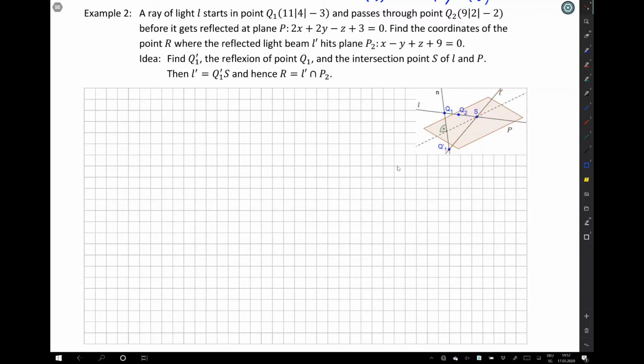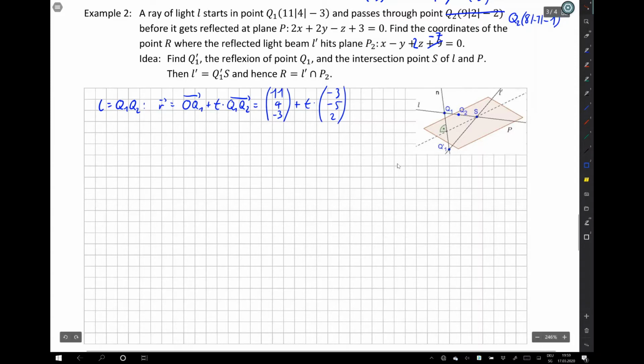Let us start by finding the equation of the line L, which passes through points Q1 and Q2. Oh, there are 2 mistakes in the task. The point Q2 is (8, -1, -1), and the plane P2 has the equation x - y + 2z - 7 = 0.